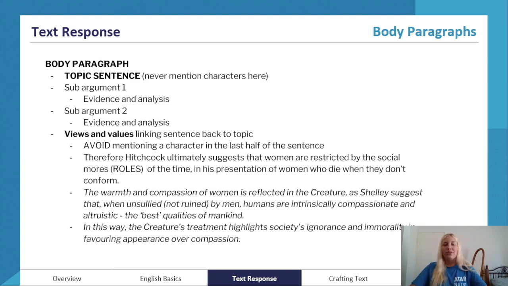Now you finish with your views and values linking back to the topic sentence, but as I said, it should be done at least in one other place in your body paragraph where you extend an analysis of evidence and you go into views and values. Avoid mentioning characters in the last half of your views and value statements, otherwise it won't be smooth. And we see some great, strong examples of those closing sentences.